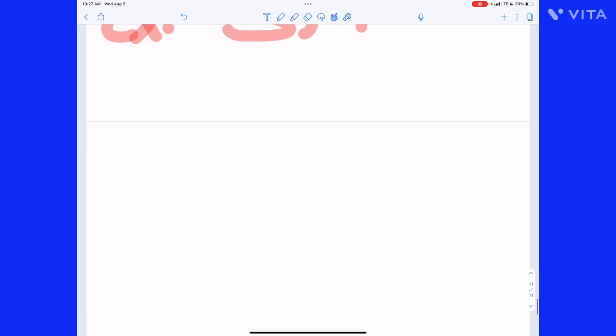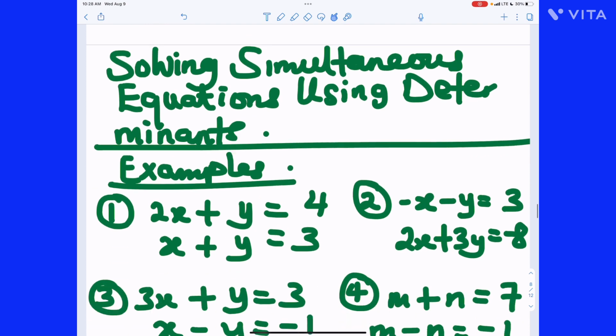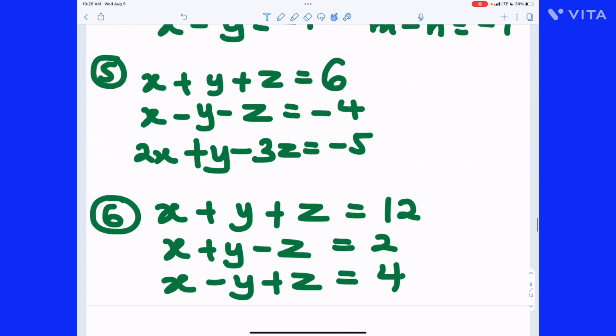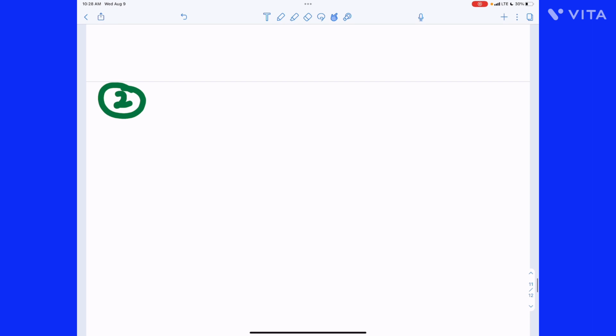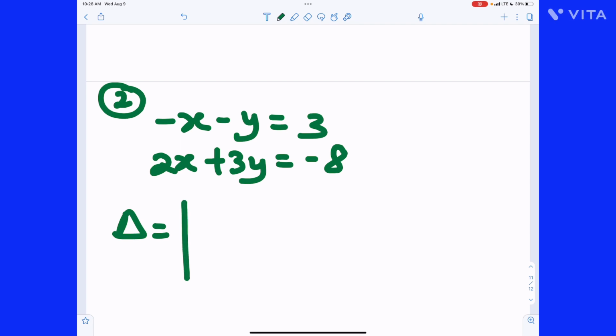All right. Let's take a second example. Question 2: minus x minus y is 3, 2x plus 3y is minus 8. So here, first thing also, I'll find delta, which is the determinant of all the coefficients on the left. That's minus 1, 2, minus 1, 3.